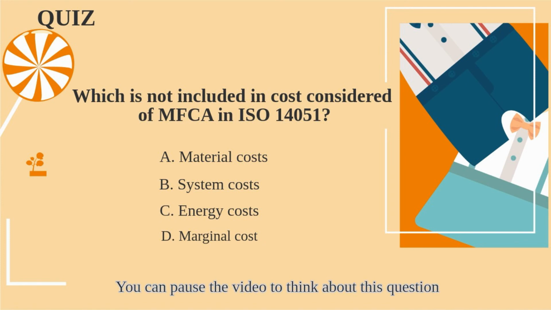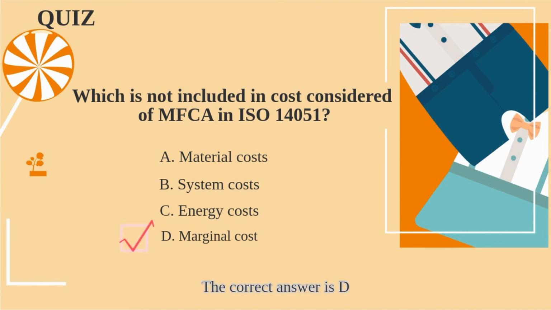You can pause the video to think about this question, and I will give the answer in 2 seconds. The correct answer is D, marginal costs. Because the cost considered of MFCA is material cost, system cost, energy cost, and waste management cost.